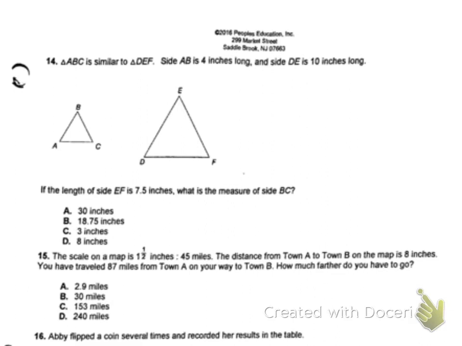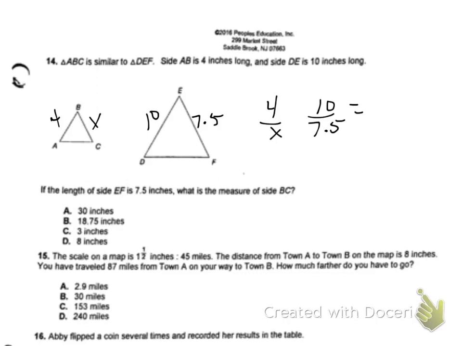Triangle ABC is similar to triangle DEF. Side AB is 4 inches long, so let me write that. Side DE is 10 inches long. If the length of side EF is 7.5 inches, what is the measure of side BC? So EF is 7.5. So again, this is just another proportion. I'm looking for BC, so 4 over x, and then 10 over 7.5. You could also do 4 over 10, set that equal to x over 7.5.